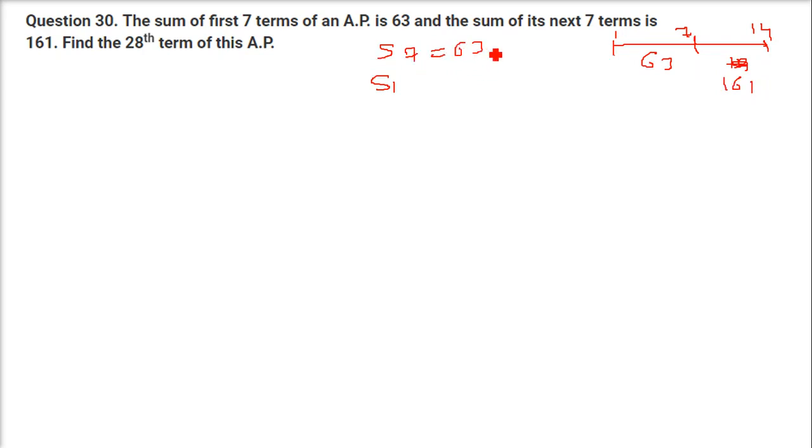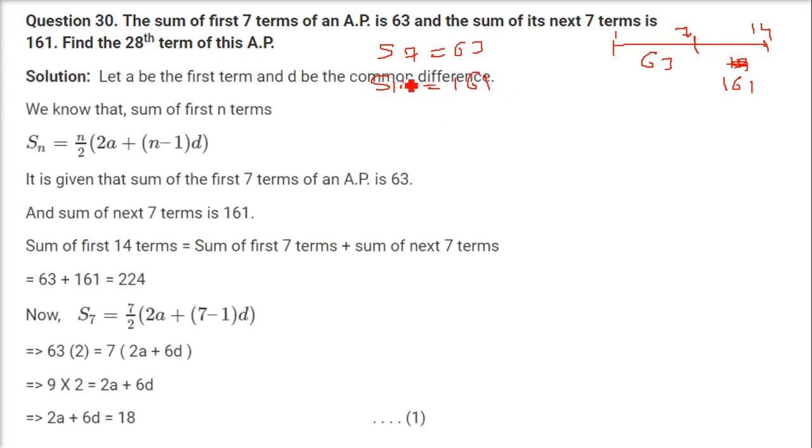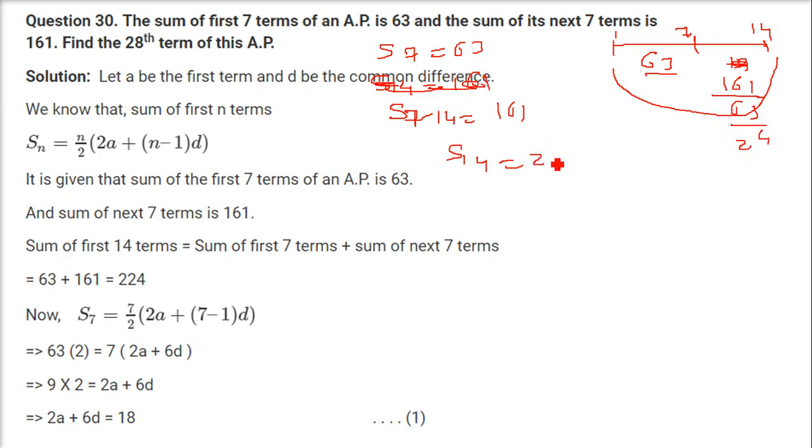So S7 is 63 and the sum from 8 to 14 is 161, right? This is not S14, I cannot write it like this. So if I have to write S14, I have to add these two, 63 plus 161, which is 224. So S14 is 224 and S7 is 63.